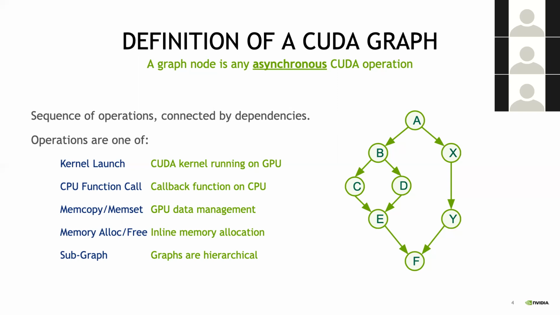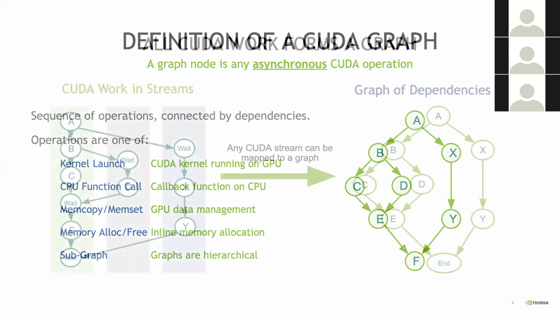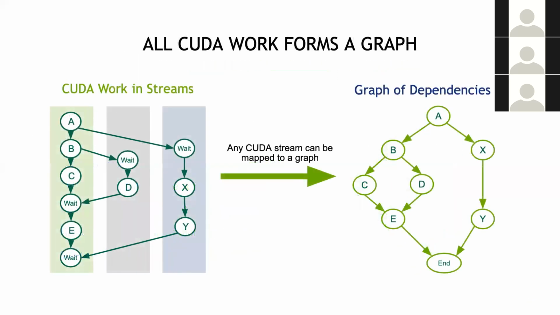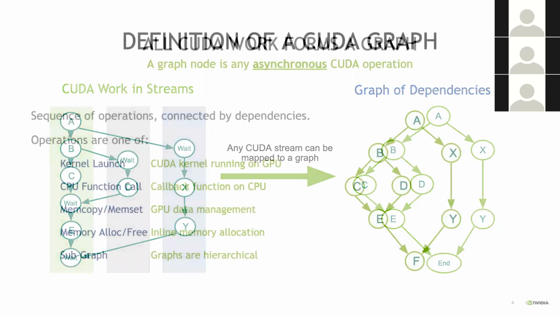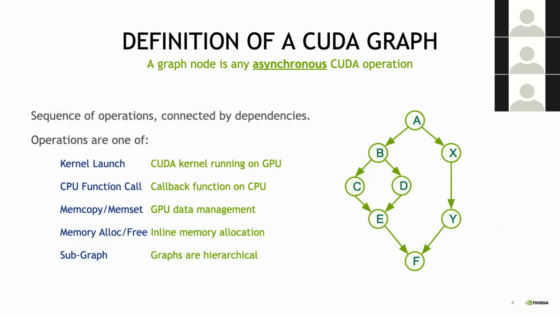And looking at the dependencies between nodes, just going back for 1 second, they can be either implicitly ordered by the sequential execution of the operations in a stream, or there can be explicit dependencies from CUDA wait and signal events. As you can see, it maps from left to right. And you can also have subgraphs, which we will talk about in a few slides.